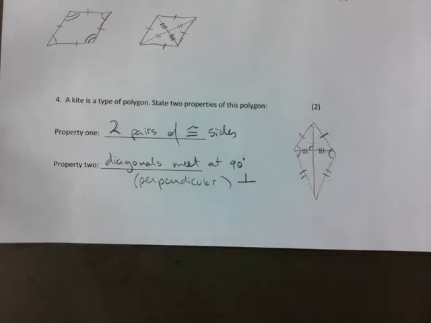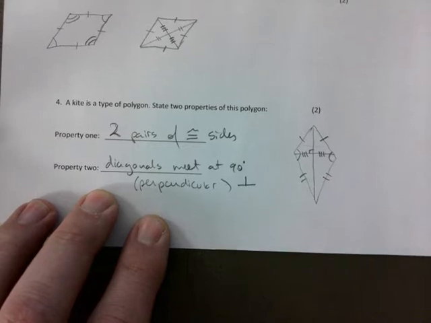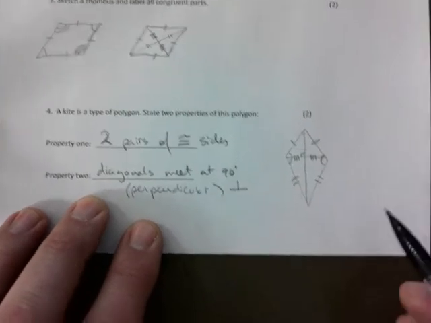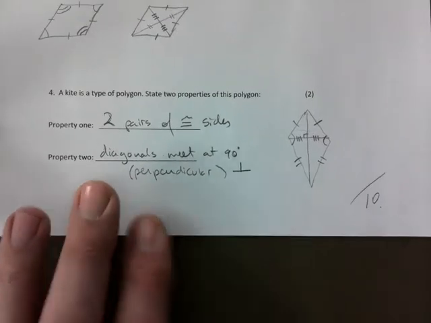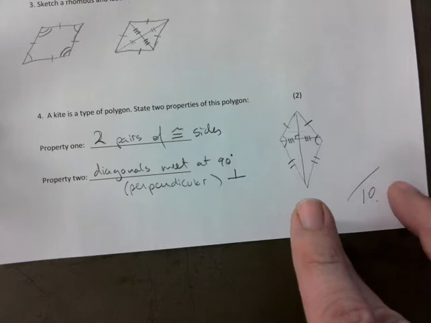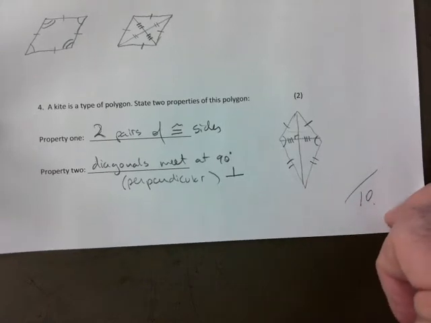So this page is out of 2, 4, 6. This one is out of 10, this page. So put down a mark out of 10 on this one. And then let's go to the next page.